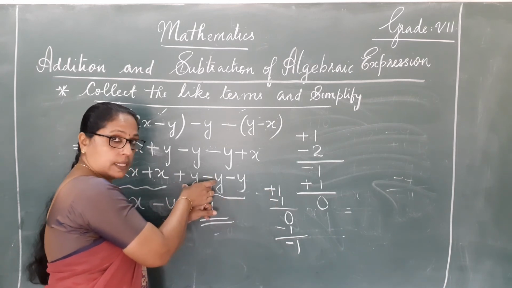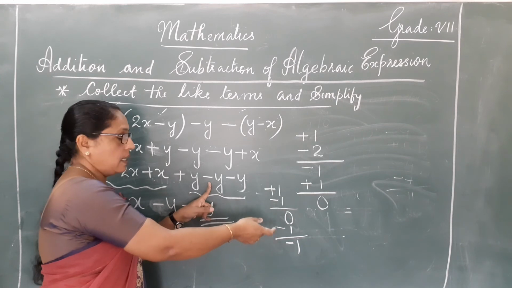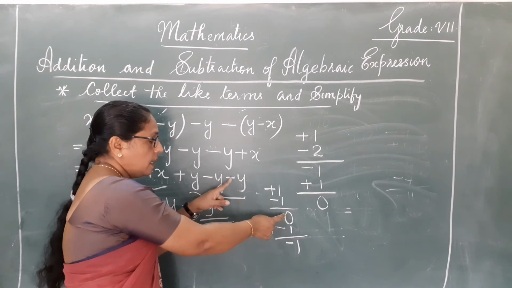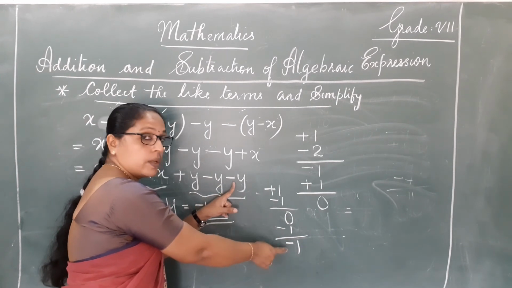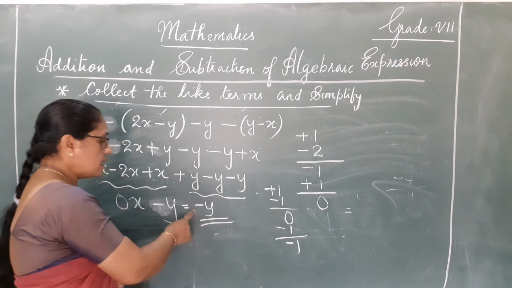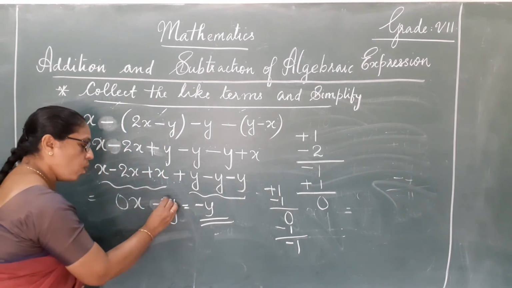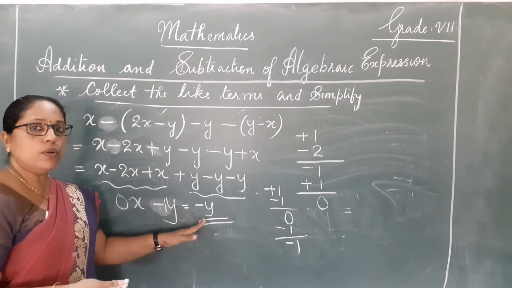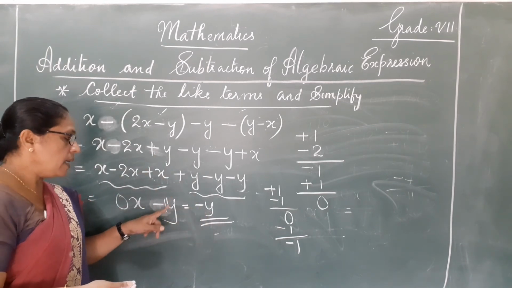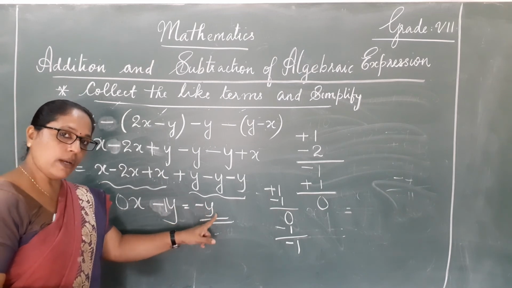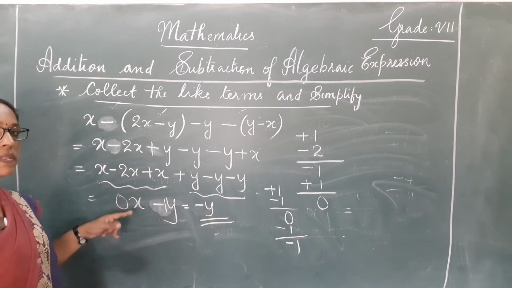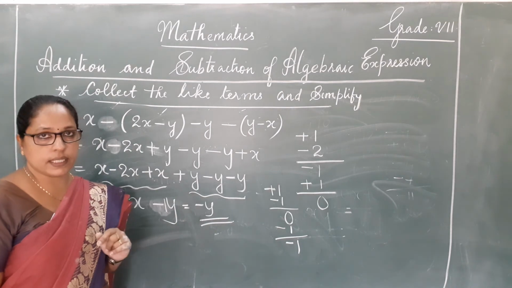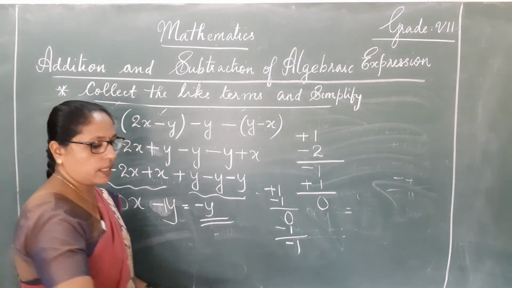Now coming to the second group, positive 1 and negative 1. Taking two terms to solve would be easier. Then it becomes 0. Then 0 and negative 1, so it's negative 1. So that is negative 1y. You can write negative 1y, but later it will be changed to negative y. So when 1 comes, we will write only negative y. And when 0 comes, just avoid that term. Clear?